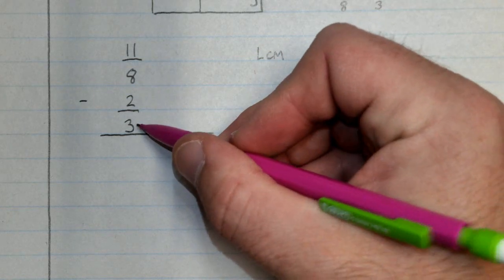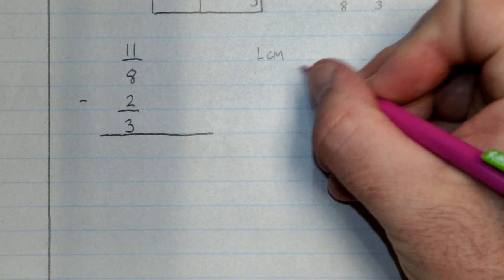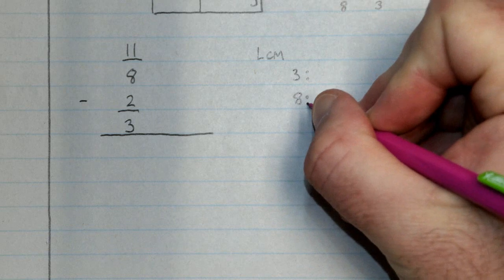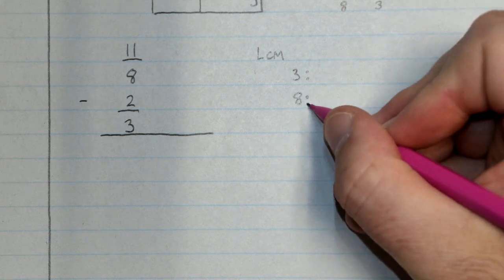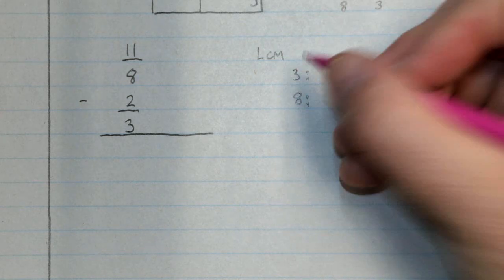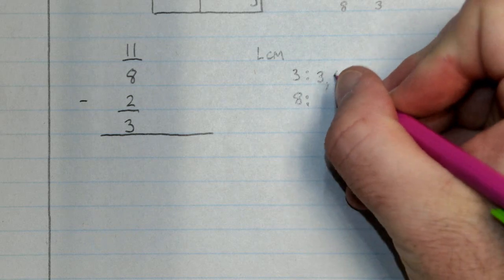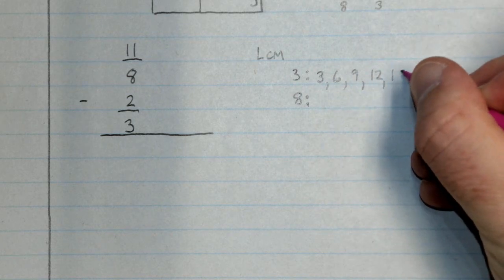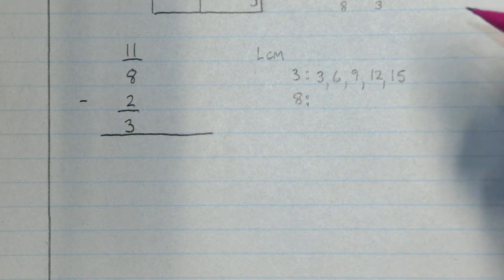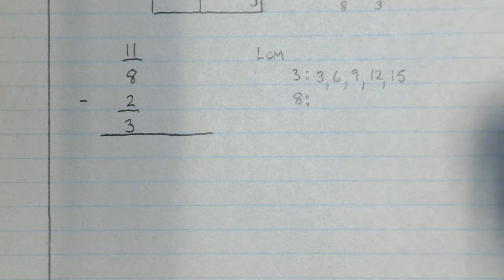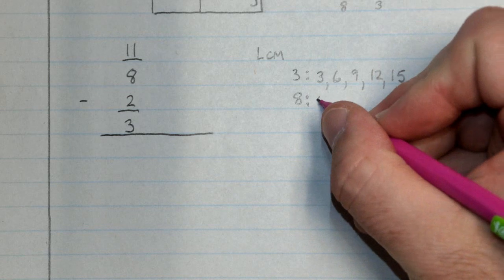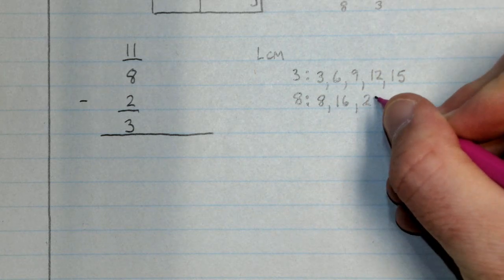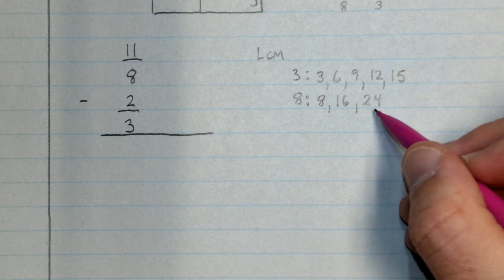Eighths, thirds, these are not the same. I cannot subtract if I have unlike denominators. So 3 times 1, 3 times 2, 3 times 3, 3 times 4, 3 times 5. Normally that's far enough, but spoiler alert, it will not be this time. 8 times 1, 8 times 2, 8 times the other number, 8 times 3.